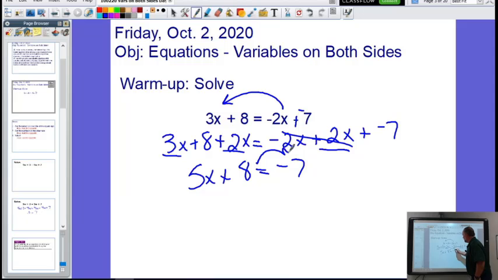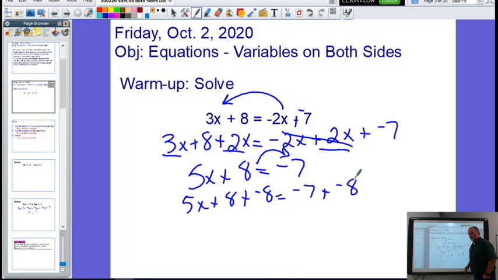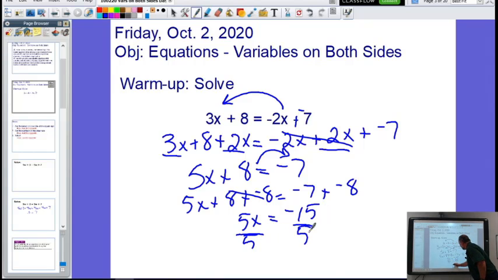So now I need to move the number over to the other side. So we do that the same exact way. 5x plus 8 plus negative 8 equals negative 7 plus the negative 8. So my 8's go away, and I'm left with 5x equals, and negative 7 plus negative 8 gives me negative 15. Now how do I get rid of a multiply by 5? I do a divide by 5. And I end up with x is equal to negative 3.